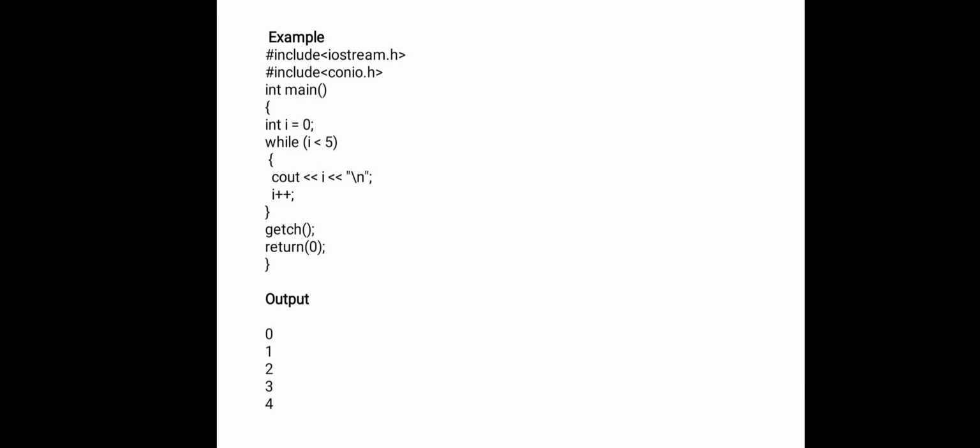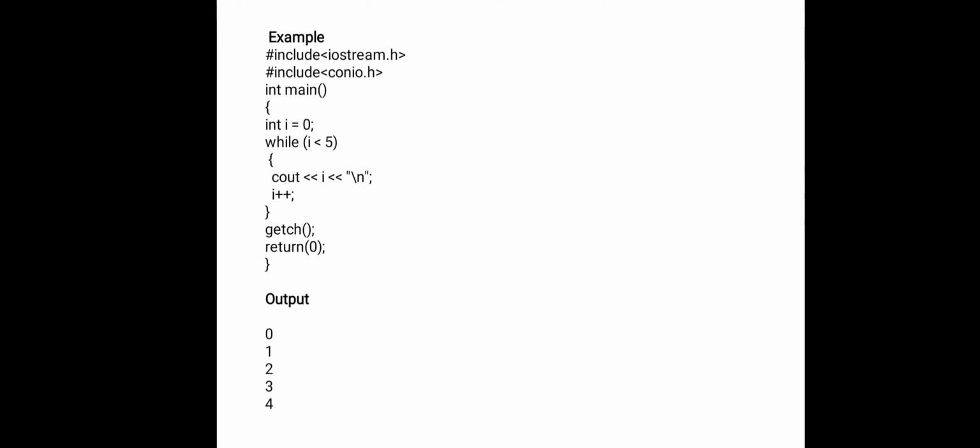So i is equal to 0, while i less than 5. 0 less than 5, condition true. So it will enter the statement and print out the value of i, that is 0. The i value will be incremented and it will become 1. 1 less than 5, condition true. It will enter the loop and print out the i value, that is 1.